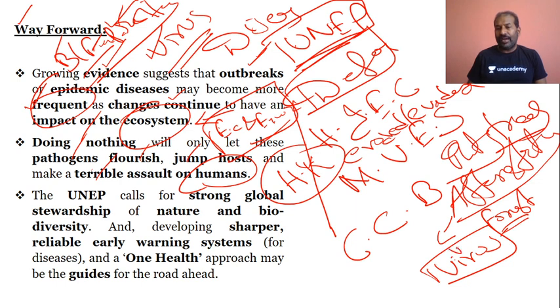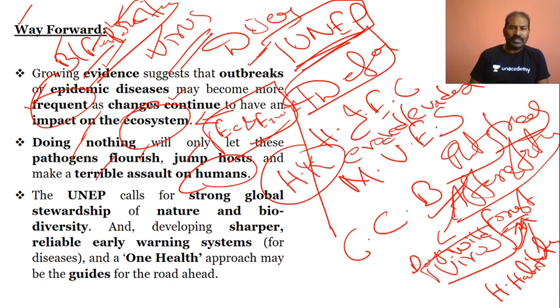Let the wild or dangerous virus be part of the forest. By afforestation, again, we are making them part of the forest itself. They are not getting into human habitation. So what is important is not to go ahead with deforestation but to go ahead with afforestation. And the United Nations Environment Programme also calls for strong global stewardship. That means the globe has to come forward and protect nature and biodiversity. We should protect nature and biodiversity.